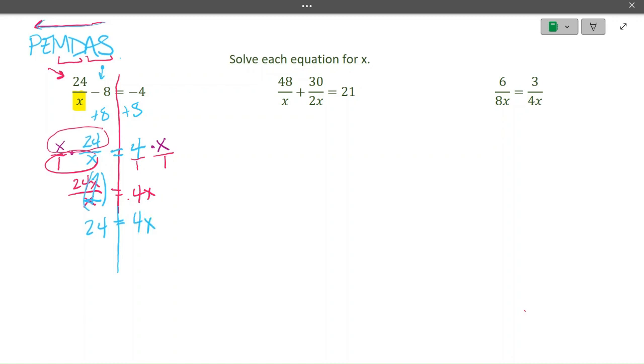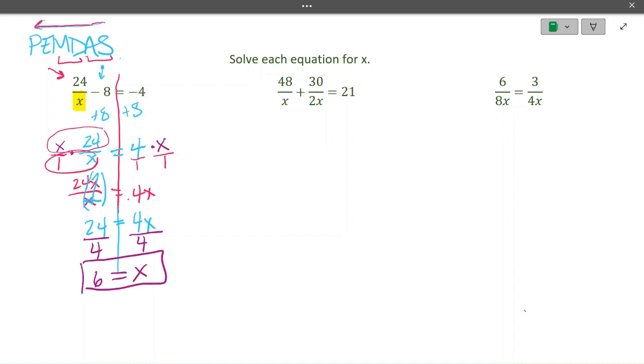There are no exponents left, or there never were exponents. There are no parentheses. I'm back around to addition and subtraction. There's no addition or subtraction. I'm back to multiplication and division, and I have multiplication, 4 times x. The opposite or the inverse operation of multiplication is division. So I'm dividing by 4 on each side, and x equals 6.